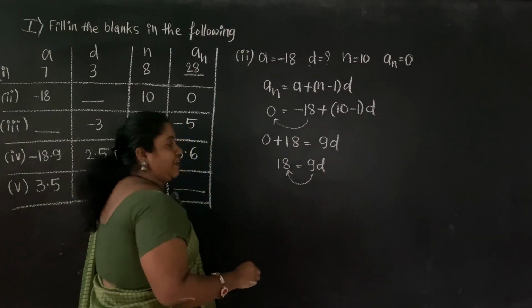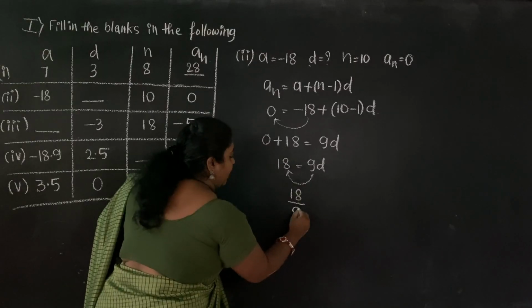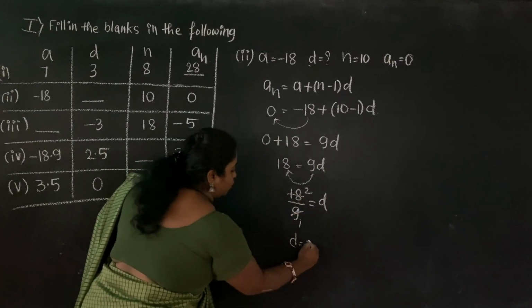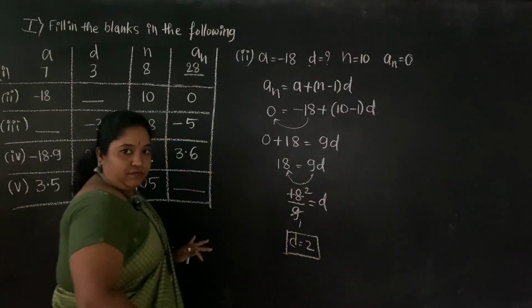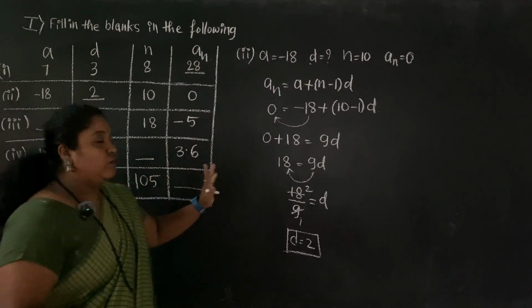Bring this 9 to this side. Multiplication turns to be division. So 18 by 9 is equal to d. 9 ones are 9, 9 twos are 18. So d is equal to how much do I have? 2. Isn't it? See, I'll be writing the d value 2 here. We'll move to the third question.